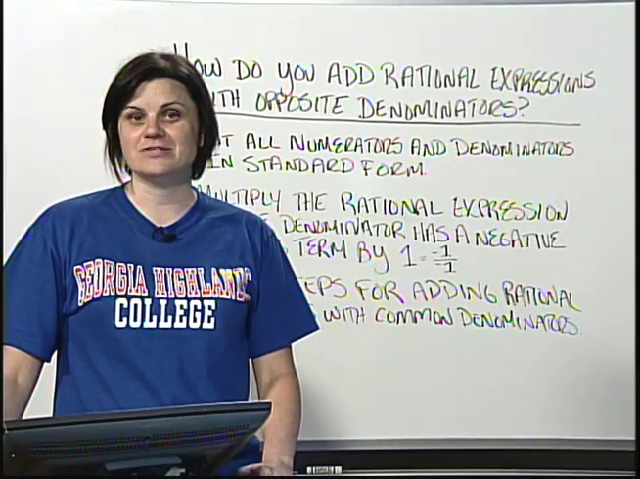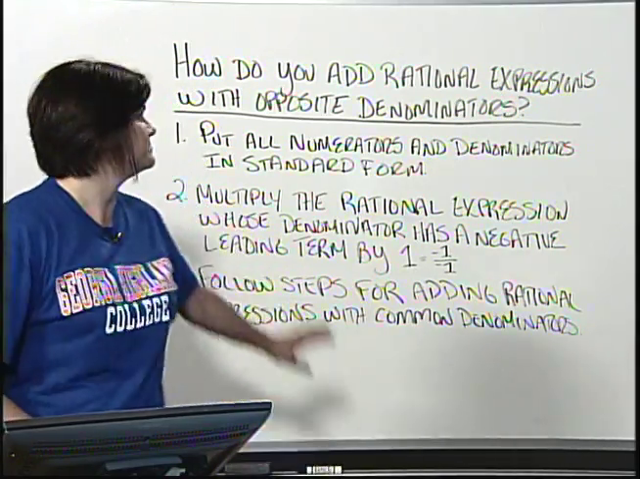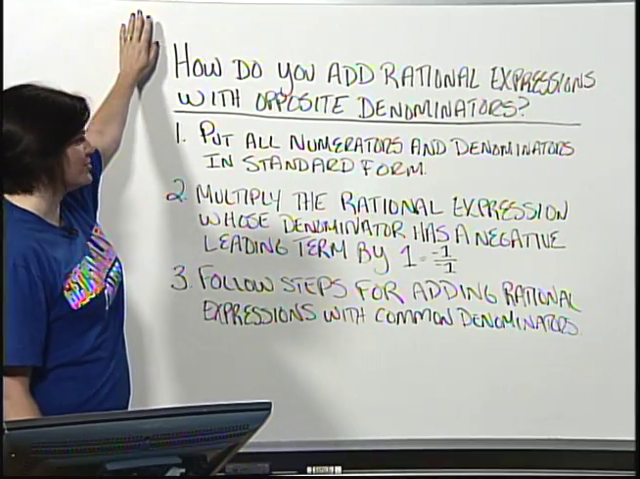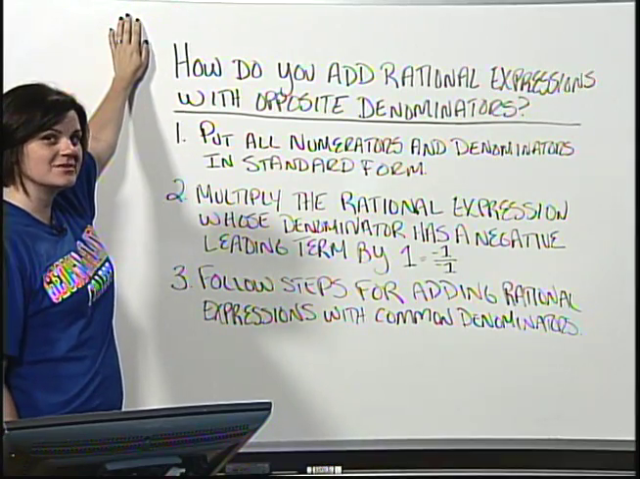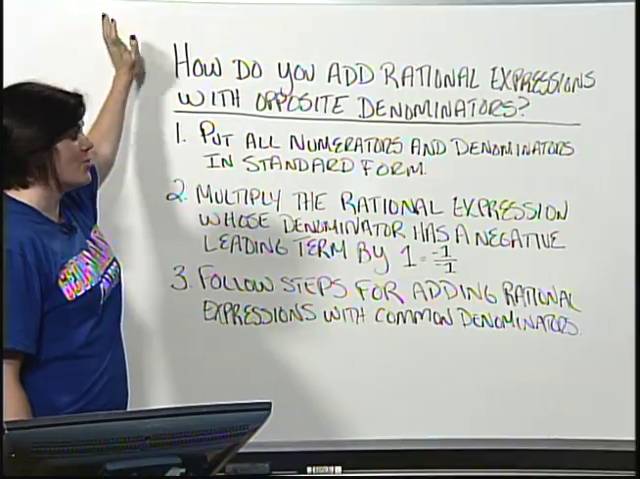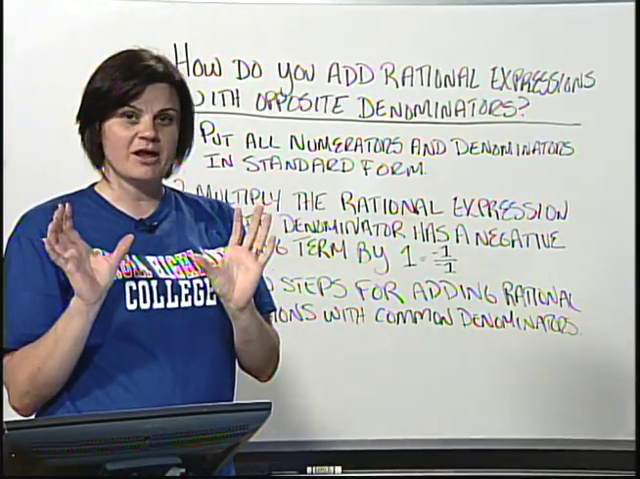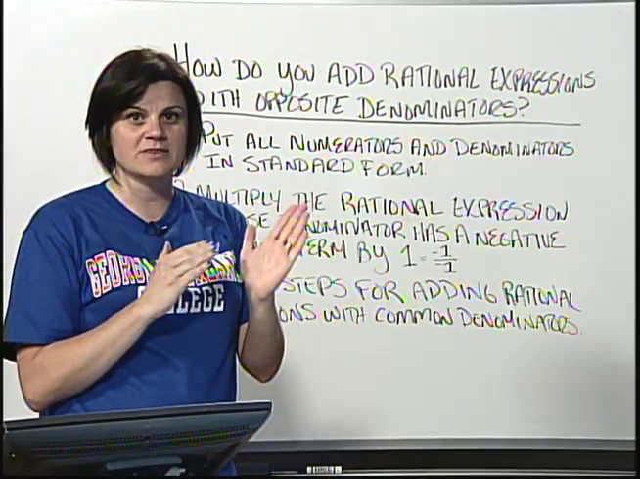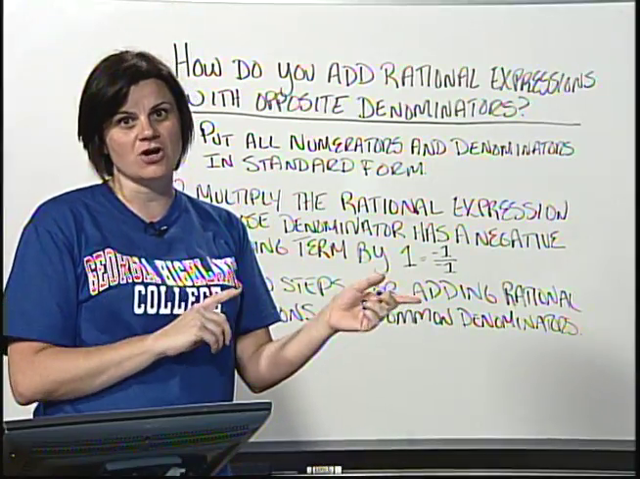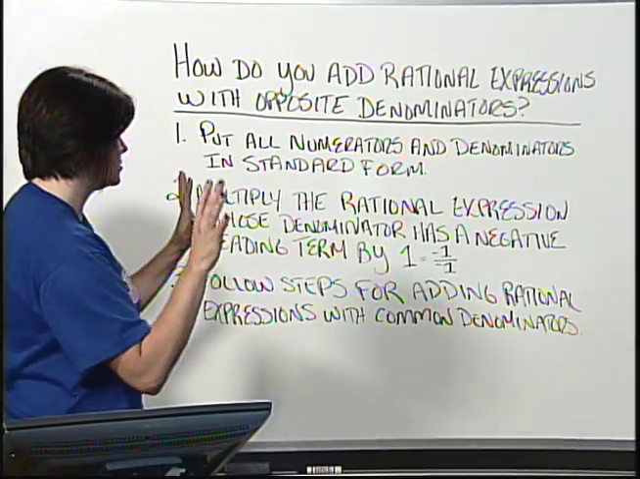In this video segment, we'll be answering the question, how do you add rational expressions with opposite denominators? So we're talking about rational expressions where their denominators have the same terms in them, but all of the signs are opposite from each other in each of the denominators.